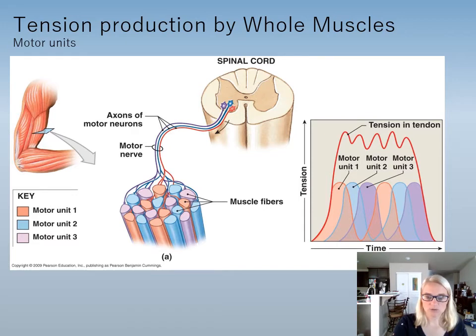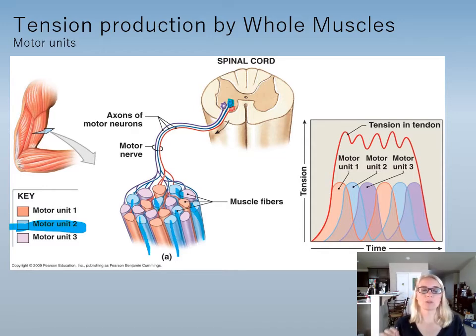So maybe I'll highlight with my blue ink. Let's highlight these blue, motor unit number 2. A motor unit is a single neuron and all the muscle fibers it innervates. So my blue motor neuron sitting there in the spinal cord is going to send out its axon, and then its terminal branches are going to go and innervate 1, 2, 3, 4, 5, 6, 7 muscle fibers. So when that blue motor neuron fires, all 7 will react the same.